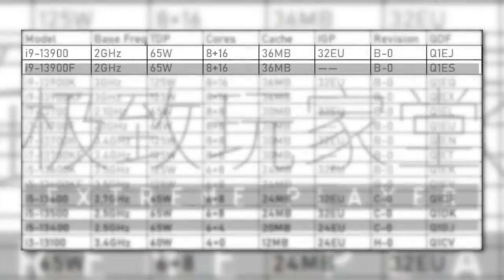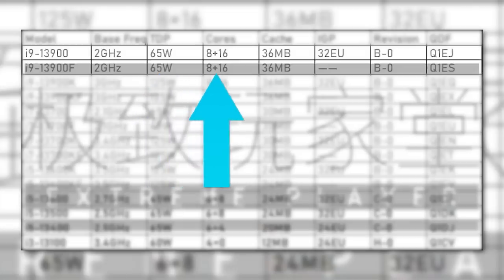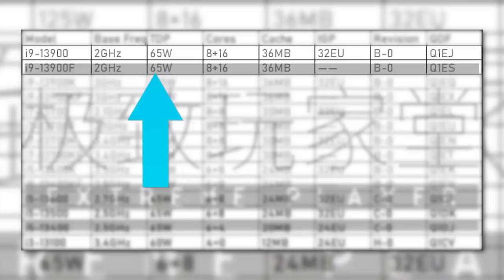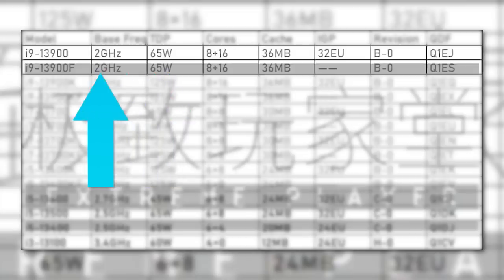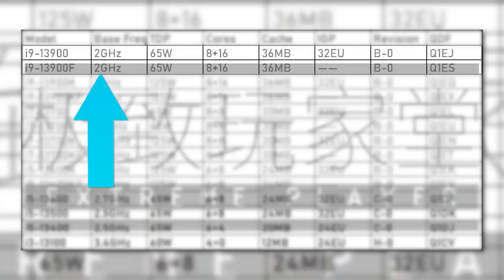Starting things off, we have the 13900 and 900F. Both of these are 65-watt CPUs with 24 cores, with 8 performance cores and 16 efficiency cores. It also has 36 megabytes of cache, and of course, while this claims a TDP of 65 watts, when you look at the base clock, you can see it's a measly 2 gigahertz. I'm assuming this is the base frequency of the performance core, and if so, this is simply more tricks to keep that base TDP at the same level.